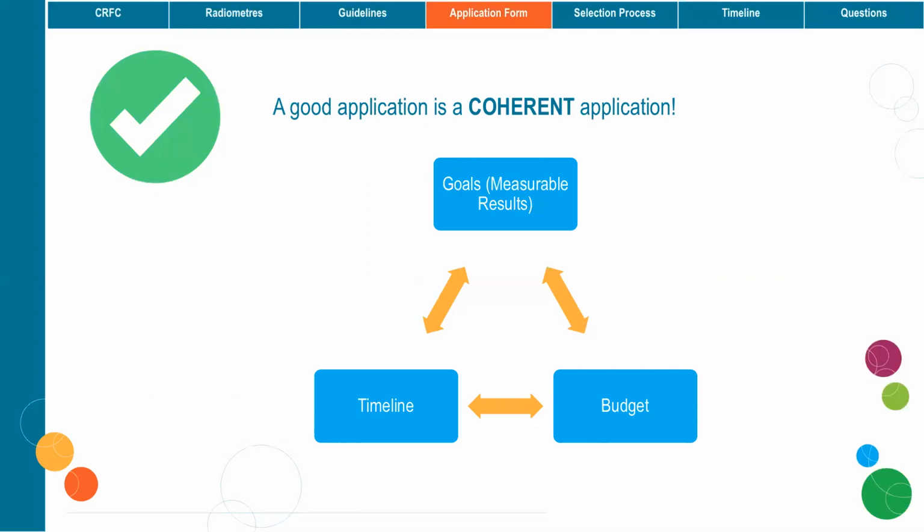So there's no need to inflate the goals, hoping to be selected, because if the goal seems too high in accordance with your budget or your timeline, then we might think, well, this is too ambitious, they won't be able to deliver it, this project is not realistic, and it might not be selected. On the other hand, if you're asking for too much funding for very low results, then we might think, well, it should probably be better to invest in another project that will deliver more results.